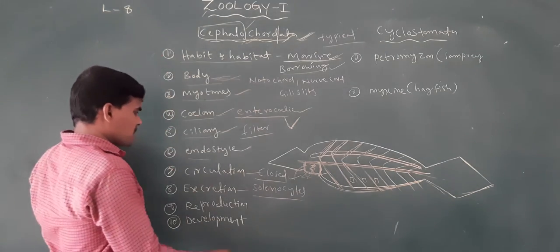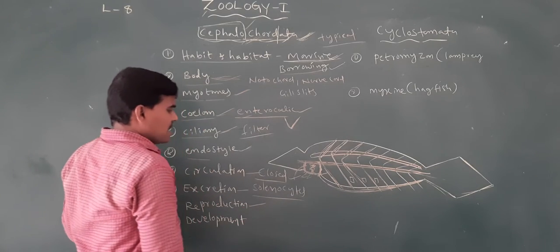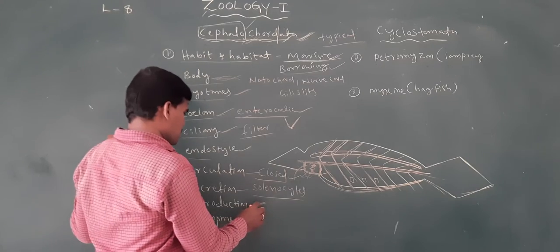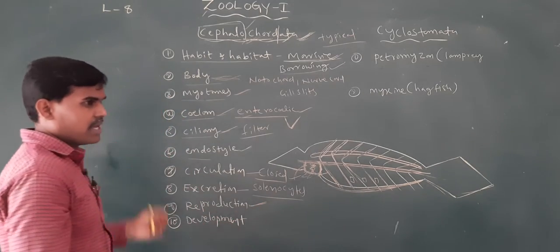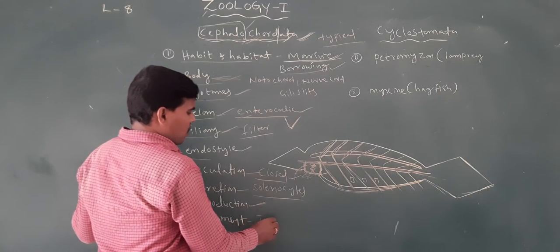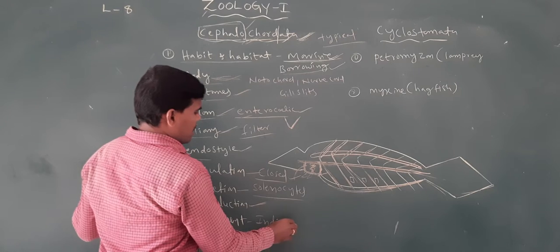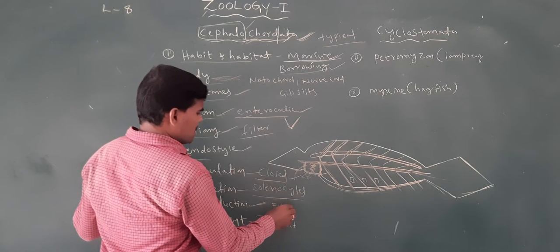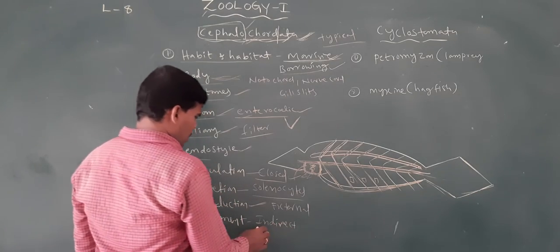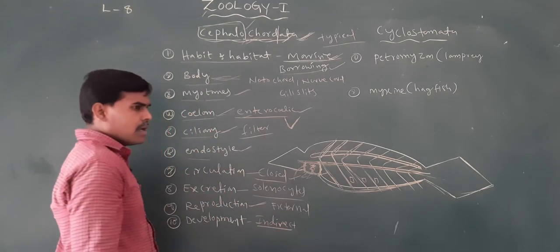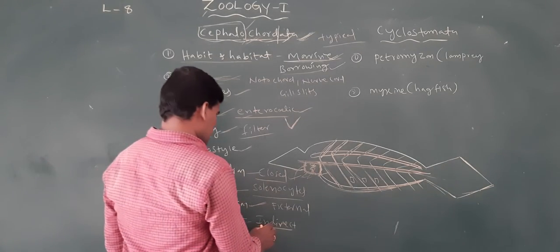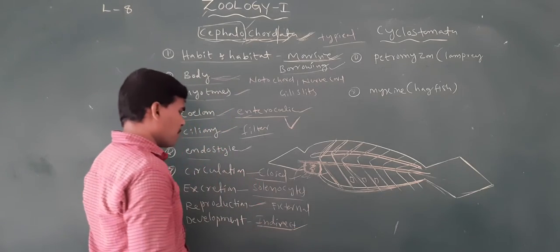The next point, reproduction. External fertilization occurs. Gonads are formed, with male and female gonads present. Development is indirect, with external fertilization. The larval stage, the Ammocoetes larva, exists in the developmental stages.